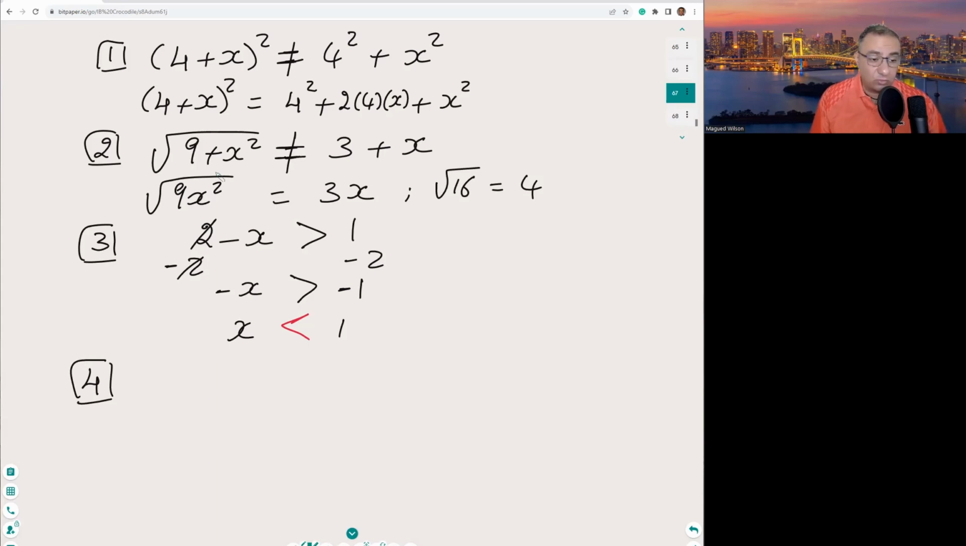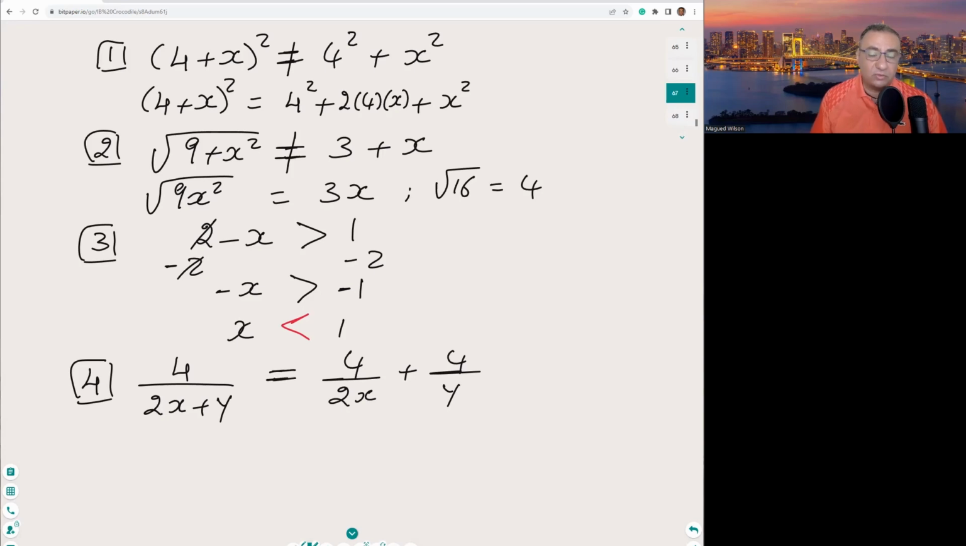Oh, that's a good one. So 2x plus y over 4. Or let me rewrite it differently. Okay, so 4 over 2x plus y. A common mistake, or a fatal mistake, someone may say, okay, this is equal to 4 over 2x plus 4 over y. Okay, that is impossible.